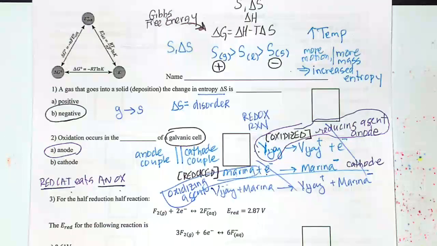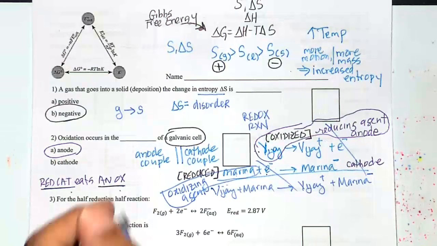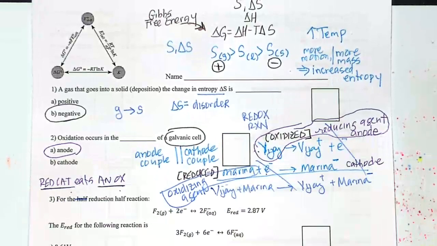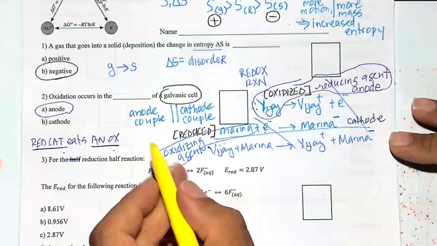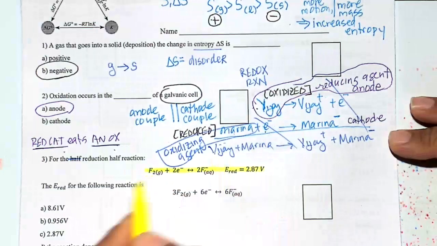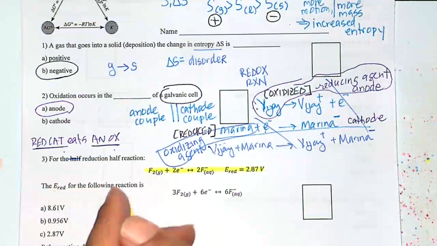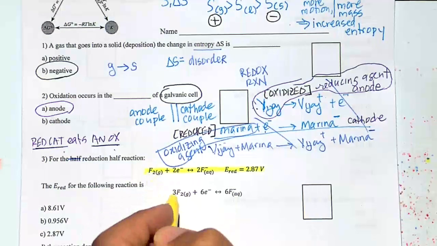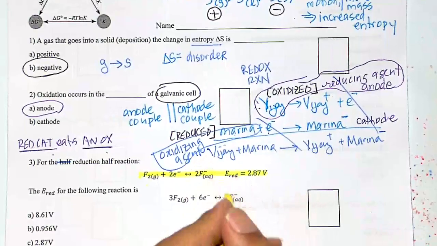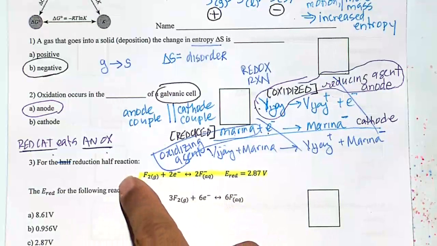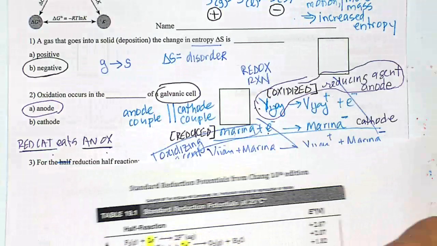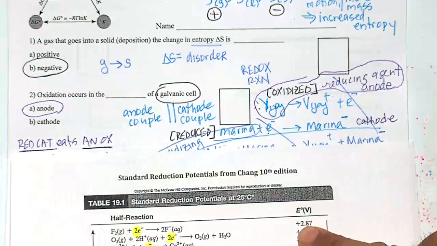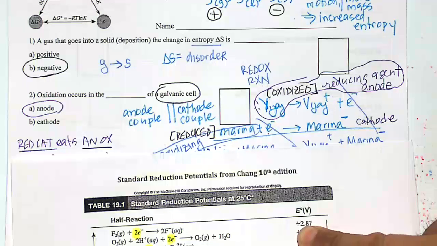All right, let's move on to number 3 here. For the reduction half reaction that's shown here, the E reduced for the following reaction: if you look from this reaction to this reaction, what did the person do? He took this half reaction and multiplied it by 3. So what will the number be?